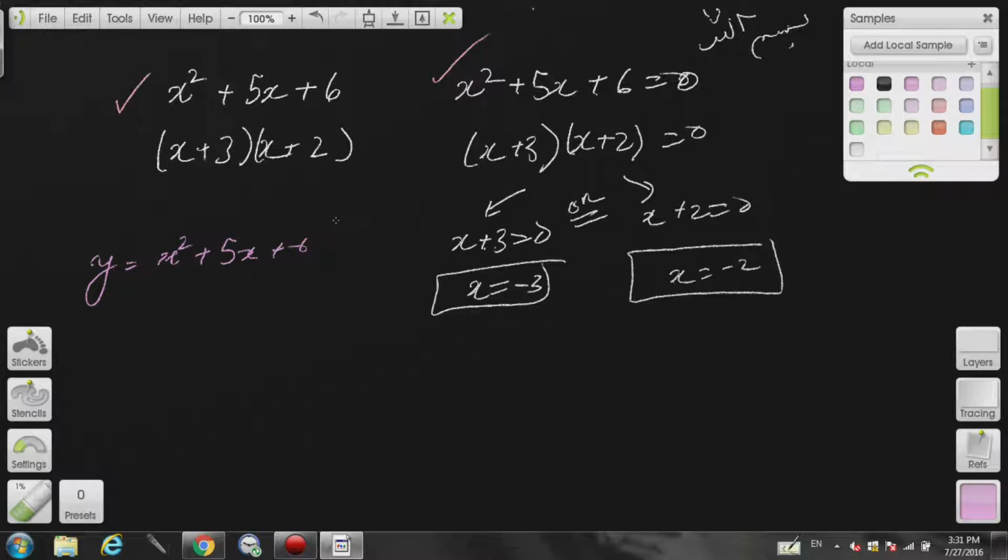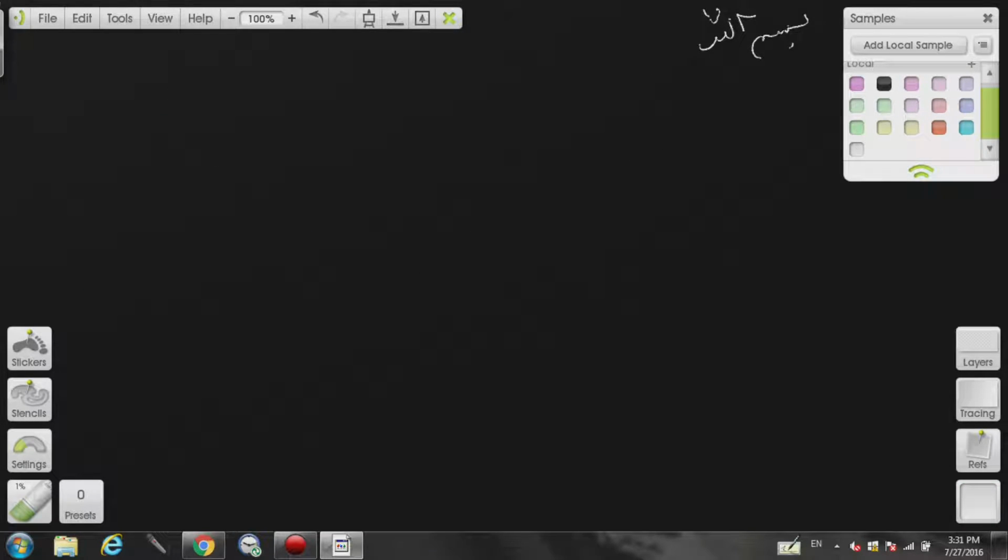Now look, y equals x squared plus 5x plus 6. This is a quadratic function. Another way of writing the same thing is f of x equals x squared plus 5x plus 6. Now, if you've forgotten this terminology, this is another way of writing. It makes life easier.